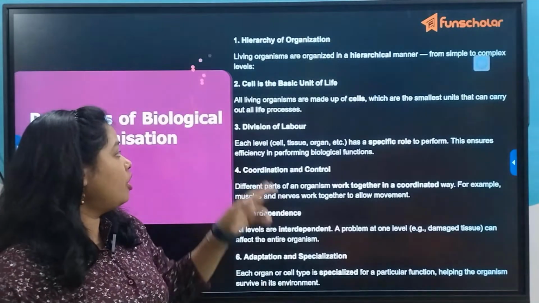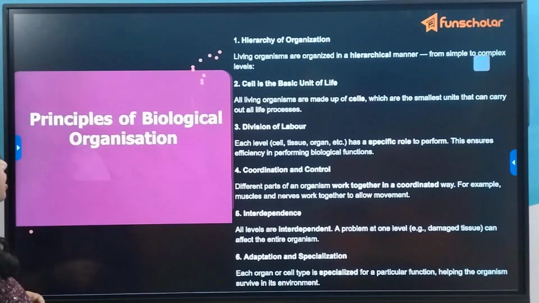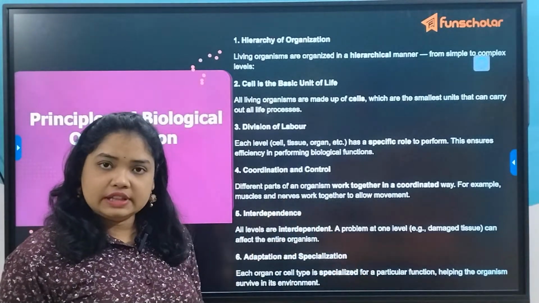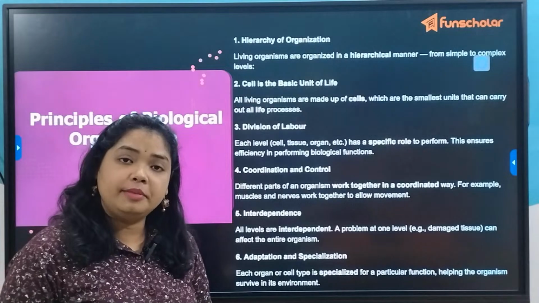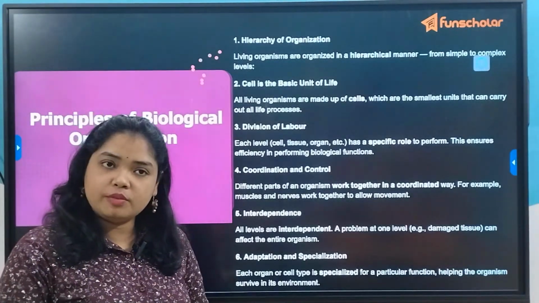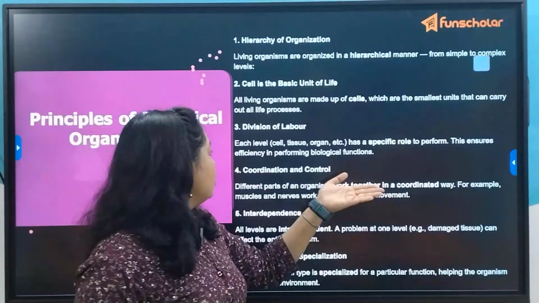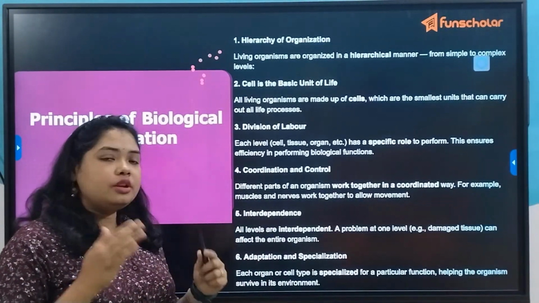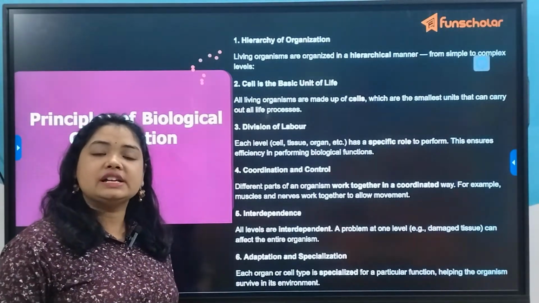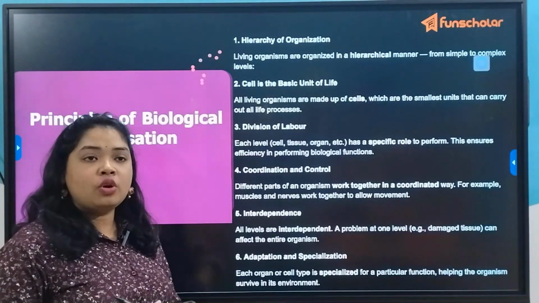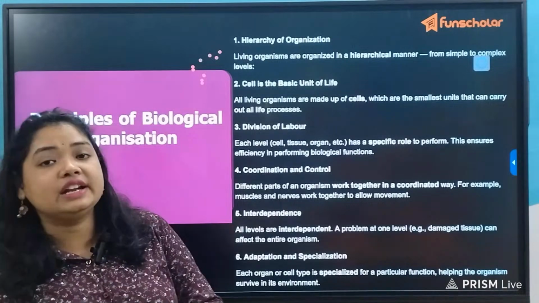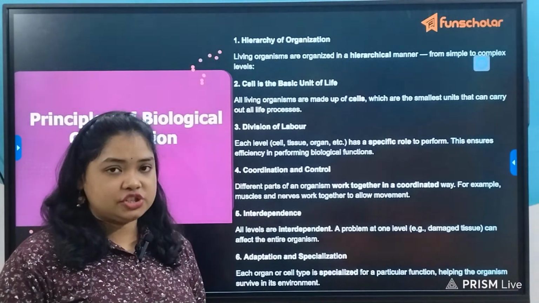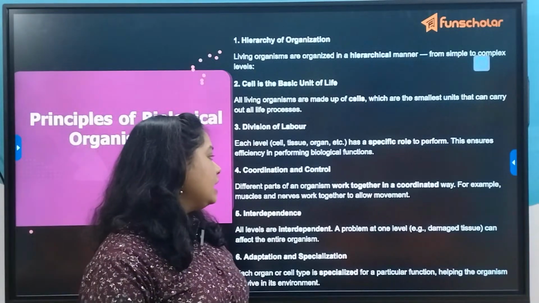Now, what will be the advantage of this principle? No load will be given to a particular level, overloading will not be there, and if overloading can be prevented, each level can perform efficiently, right? And it will also ensure efficiency. Each level will be focused on performing a single type of task only, and when all the tasks performed by different levels come together, the higher level as a whole will be able to perform and function efficiently.